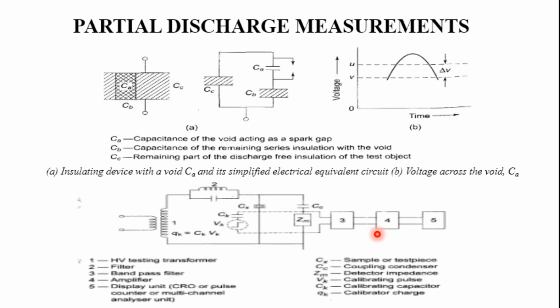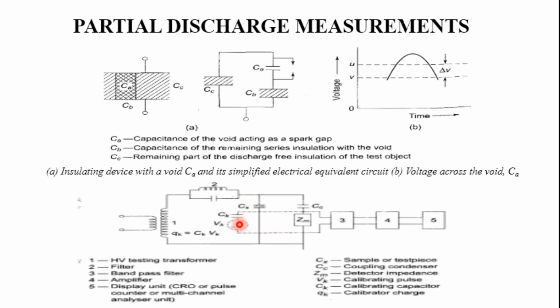The circuit diagram can be seen here. This is the high voltage transformer, which is free from internal discharges. There is a resonant filter, which is used to prevent the pulses originating from the capacitance of the winding and the bushing of the transformer.